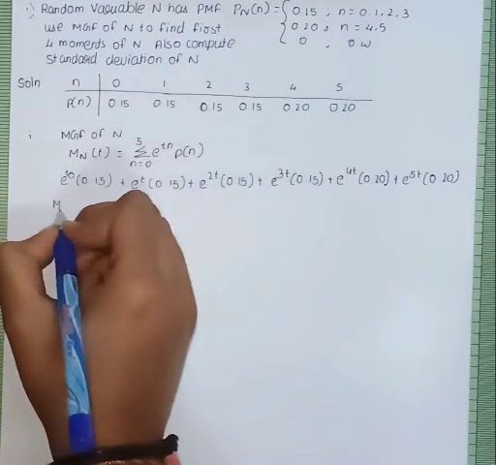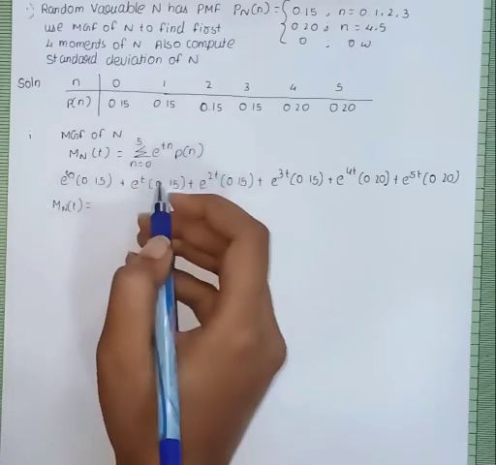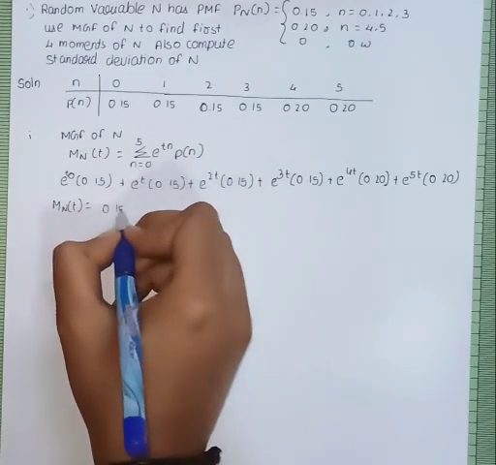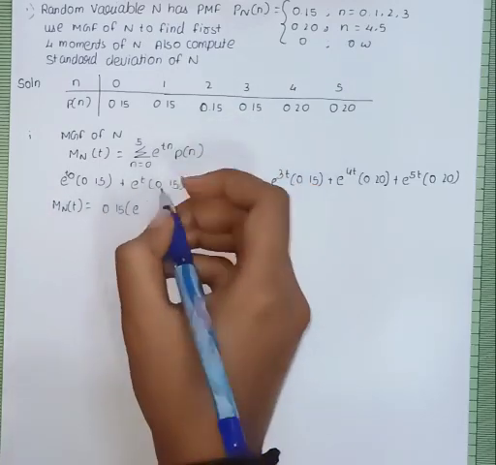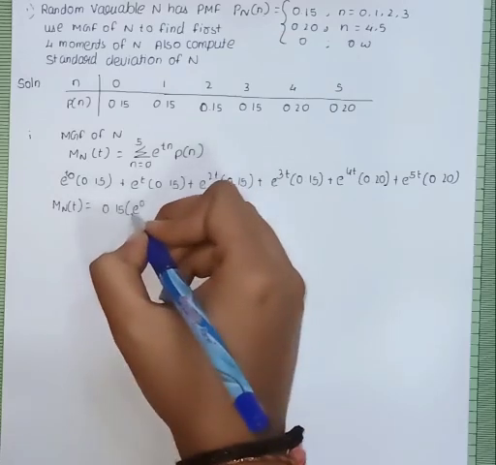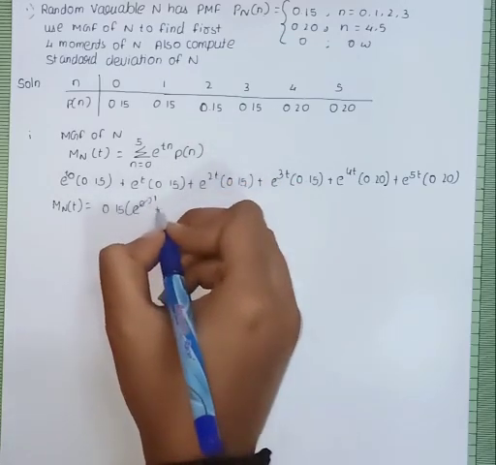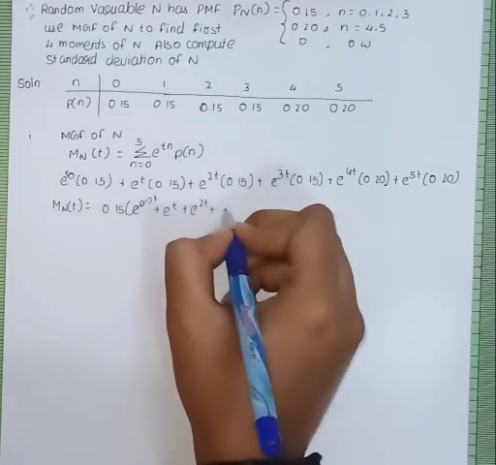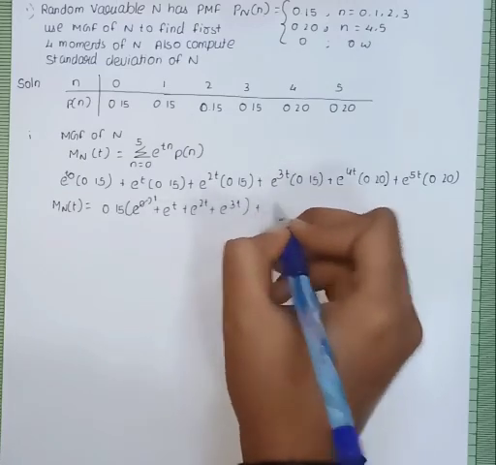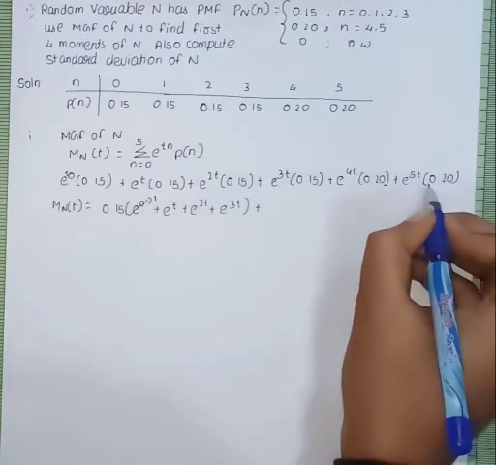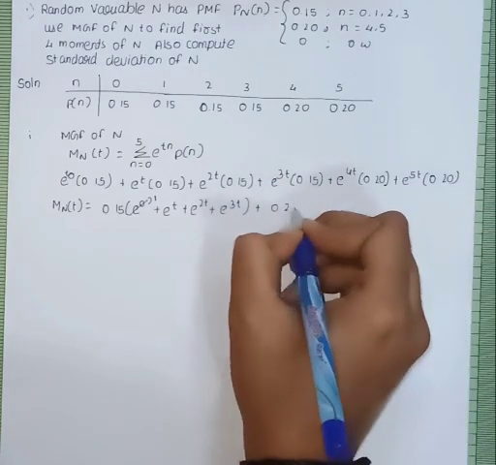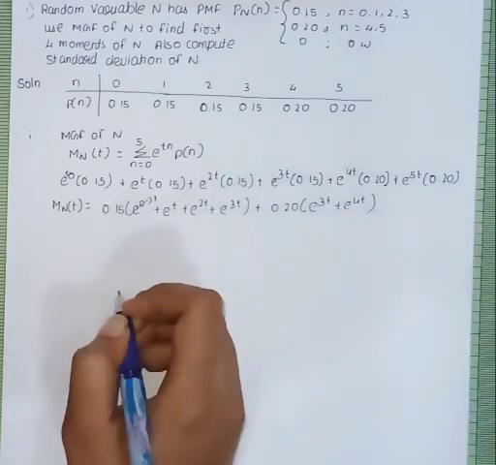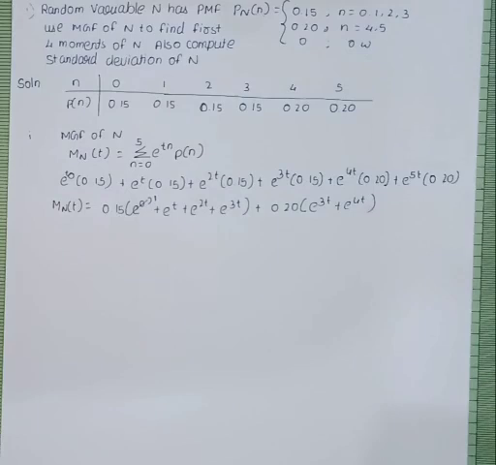So our M_N(t) is equal to, we will take the values common, so 0.15 into e power 0, that is nothing but 1, plus e power t plus e power 2t plus e power 3t, plus we'll take 0.20 as common, so e power 3t plus e power 4t, bracket close. So this is our M_N(t).